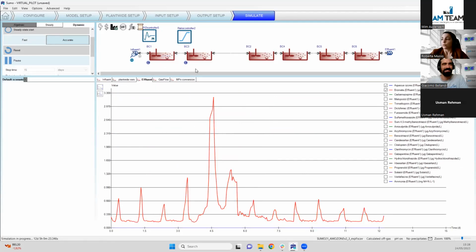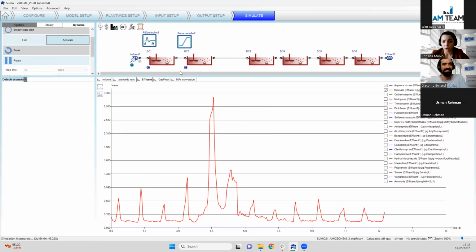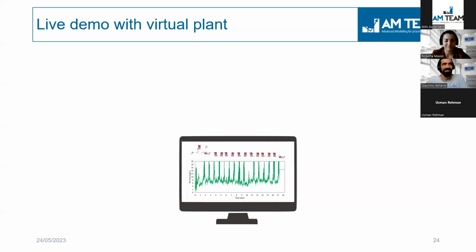So with this fast and dynamic simulation, we can already think of possible improvements in the operations, so possible smart dosing strategies between rain and dry weather condition. And with that, I'll hand it over to the presentation again.